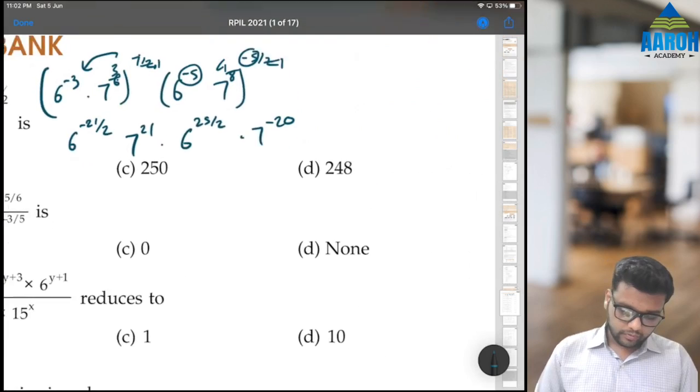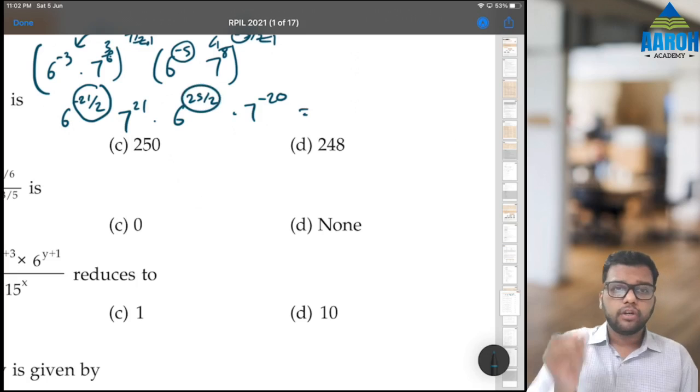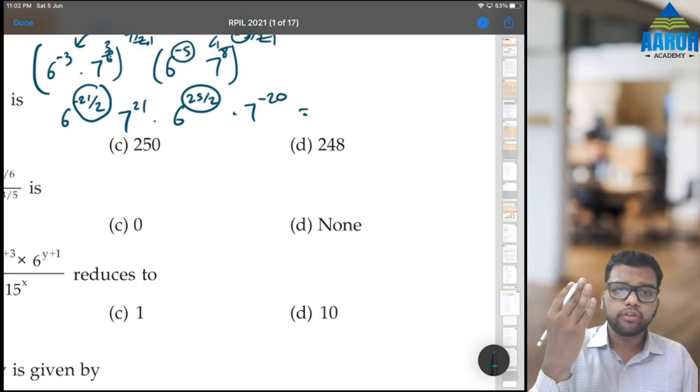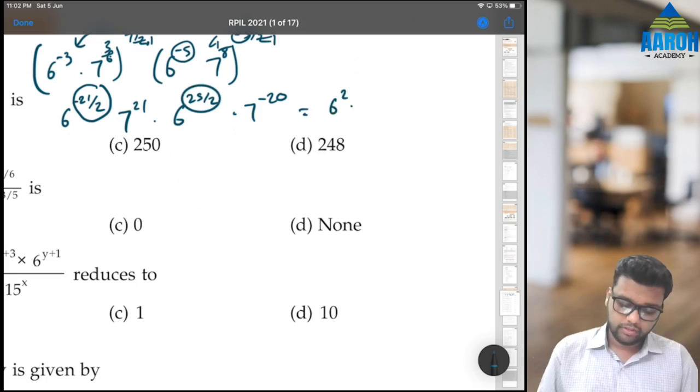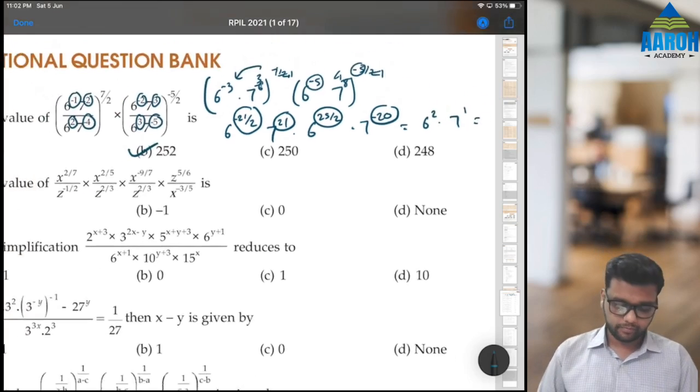Next, so let's simplify this. Minus 21 by 2 plus 25 by 2. 25 minus 21 is 4. 4 by 2 is 2. And 7 raised to 21 minus 20 is 1. So 36 into 7 will be the answer. 36 into 7 is 252, option B.